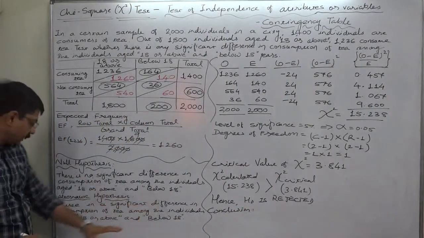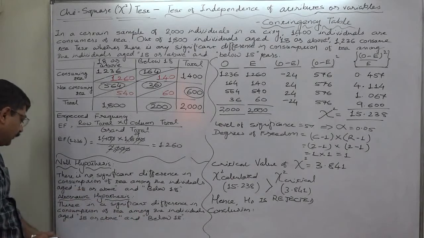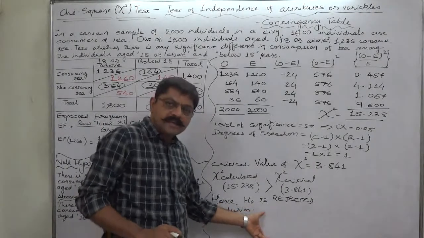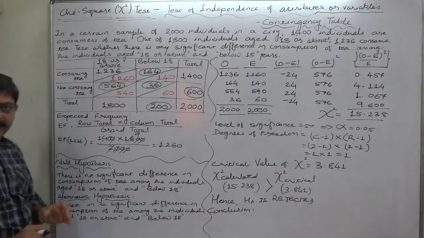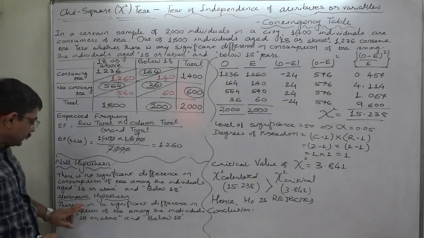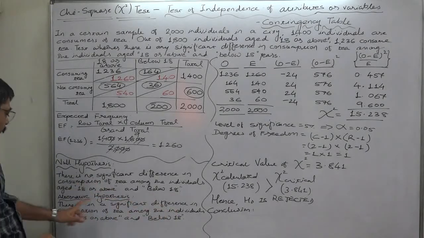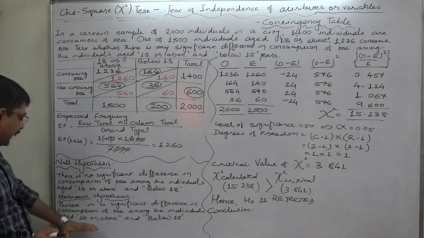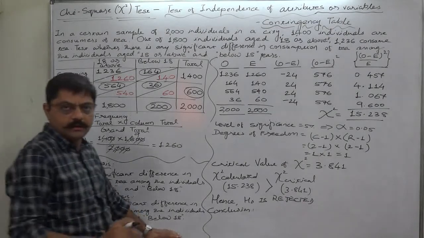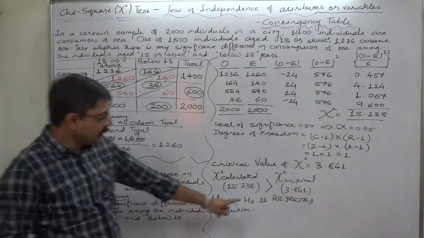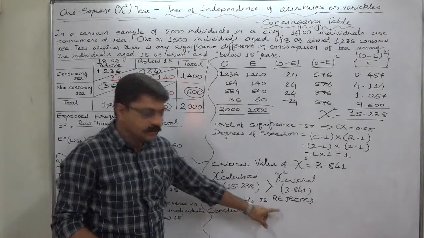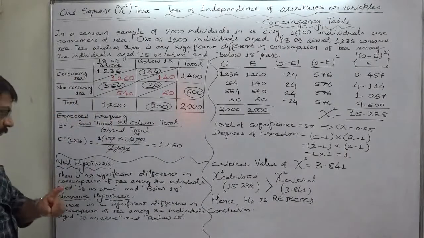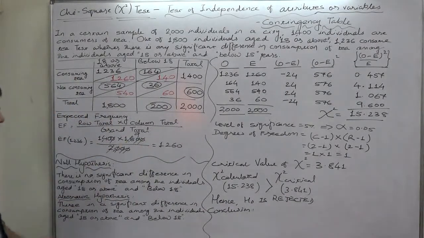There is a significant difference in consumption of tea among the individuals aged 18 or above and below 18. Looking to the scarcity of space, I am not going to write it, so I am actually speaking it twice or more. The conclusion will be, there is a significant difference in consumption of tea among the individuals aged 18 or above and below 18, because the null hypothesis is rejected. The calculated value of chi-square is greater than the critical value.